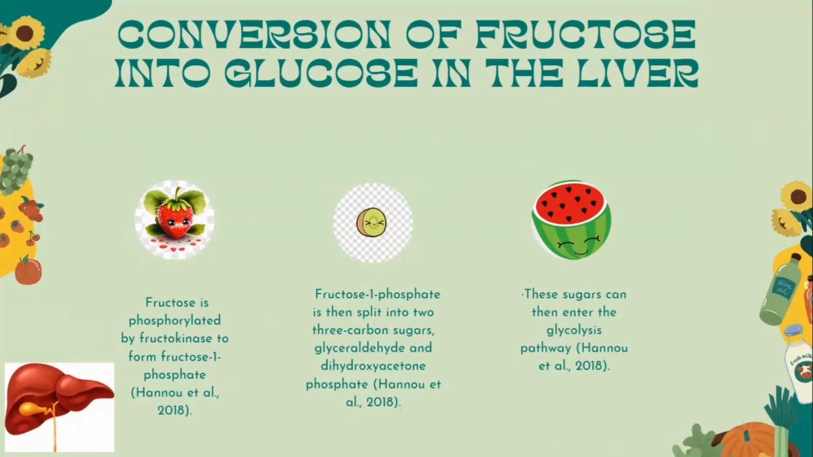First step, fructose is phosphorylated by fructokinase to form fructose 1-phosphate. Second step, fructose 1-phosphate is then split into two 3-carbon sugars, glyceraldehyde and dihydroxyacetone phosphate. And lastly, these sugars can then enter the glycolysis pathway. Next slide.